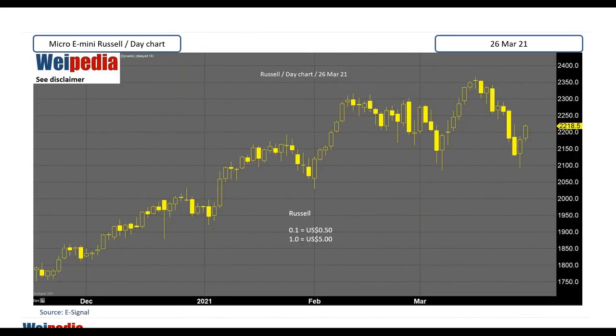Now, how to trade intraday, I'm going to share with you in a little more detail next week, but today I'm just going to talk about profit taking for intraday. As you could see, this is the daily chart for the Russell 2000.